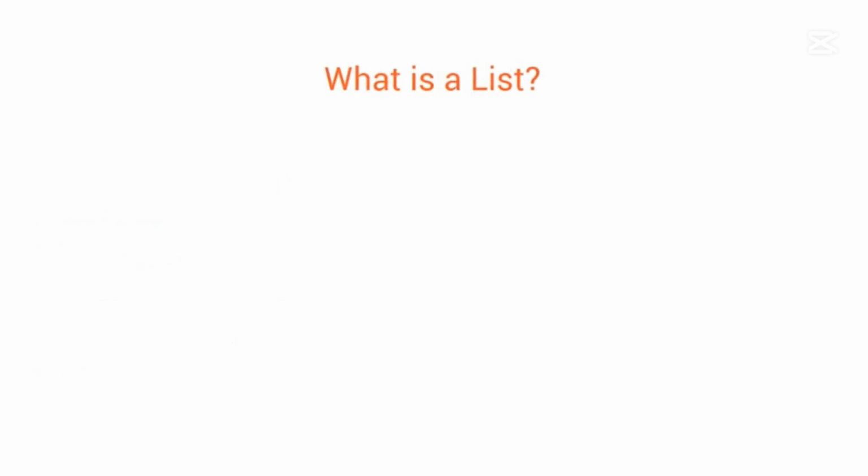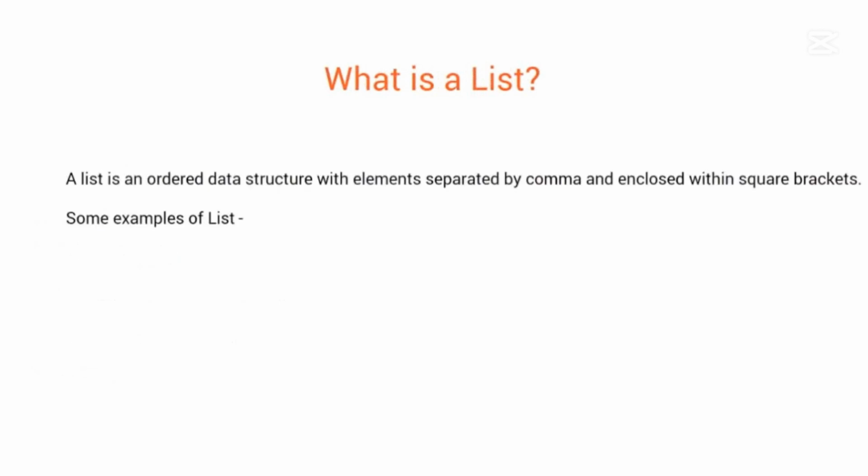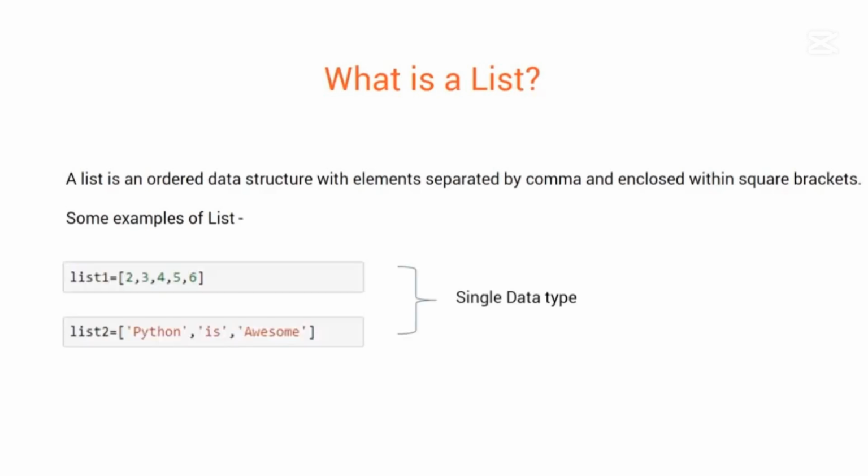So, what is a list? A list is an ordered data structure where elements are separated by commas and enclosed in square brackets. For example, list 1 and list 2 are examples of lists which contain a single type of data. List 1 has integers, while list 2 has strings. A list can also store mixed data types, as in list 3.